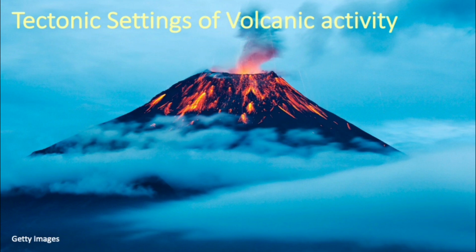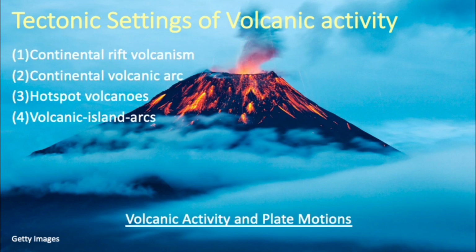All right, so first we're going to talk about the tectonic settings of volcanic activity. There's four main types: continental rift, continental volcanic arcs, hotspot volcanoes, and volcanic island arcs. And I have a YouTube clip that I think does a great job of explaining these four different settings. It's not the most exciting, but it has good illustrations, and it's pretty short.